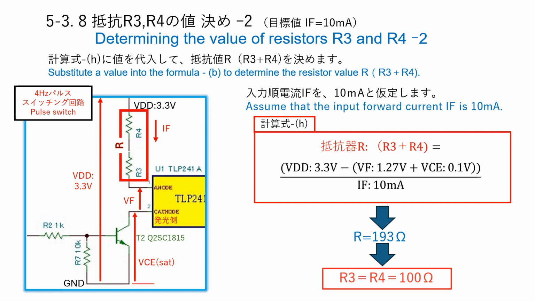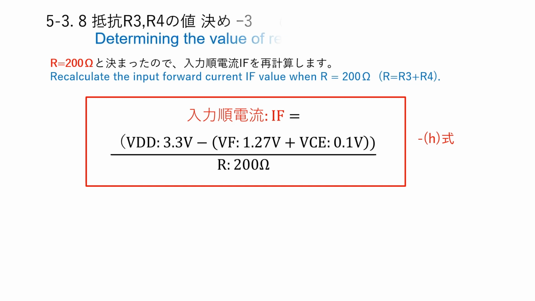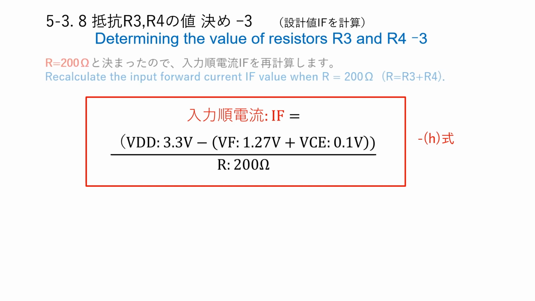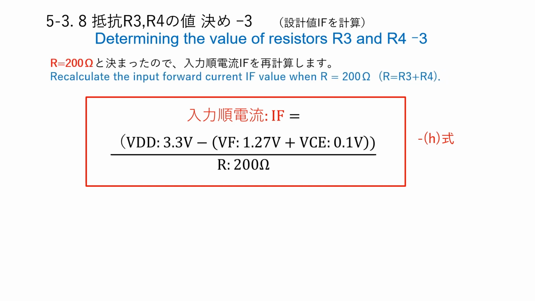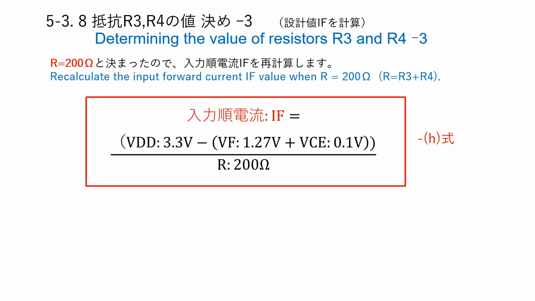Next, since the resistor R is determined, the IF current value is recalculated. 5-3.8 Determining the value of resistors R3 and R4-3. Recalculate the input forward current IF value when R equals 200 ohm, R equals R3 plus R4. Use the formula H to calculate input forward current IF.